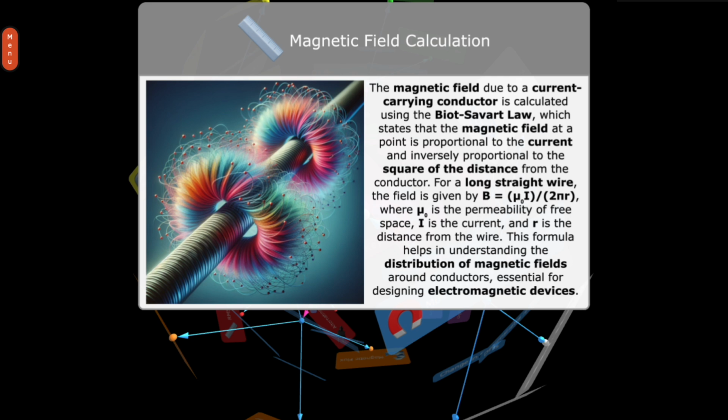The magnetic field due to a current-carrying conductor is calculated using the Biot-Savart law, which states that the magnetic field at a point is proportional to the current and inversely proportional to the square of the distance from the conductor. For a long straight wire, the field is given by B equals mu I / 2 pi r, where mu is the permeability of free space, I is the current, and r is the distance from the wire. This formula helps in understanding the distribution of magnetic fields around conductors, essential for designing electromagnetic devices.